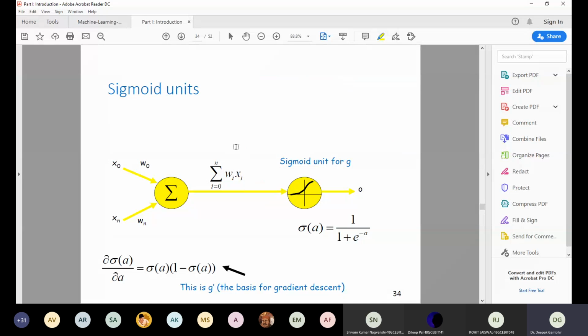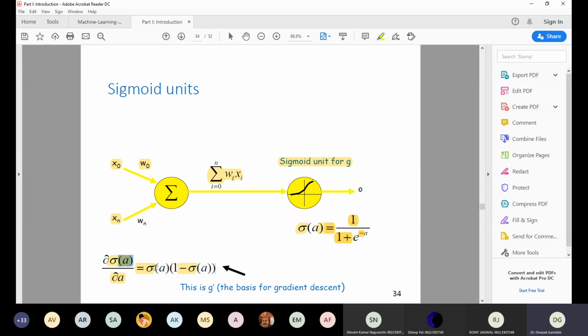In this case, the sigmoid units have inputs w0x0 to wnxn, which are added up. The same thing follows, but the activation function is sigmoid, which is 1 over 1 plus e to the power minus a. If you find the differentiation of this sigmoid function, its property is that it is given by sigmoid(a) multiplied by 1 minus sigmoid(a).